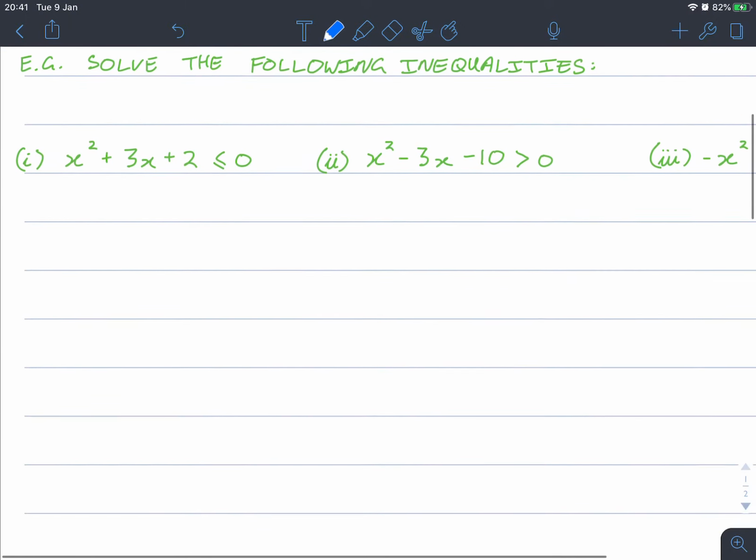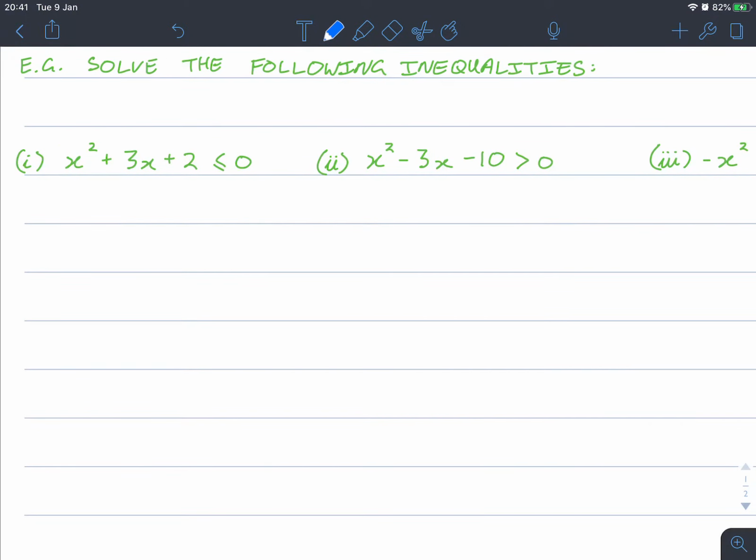So how we do this is first, we need to find the zeros for this parabola. By that we mean we solve for when the expression is equal to 0 first. So let's do that by factoring. So we get (x plus 2)(x plus 1) is equal to 0, which gives us x equals -2 and x equals -1.